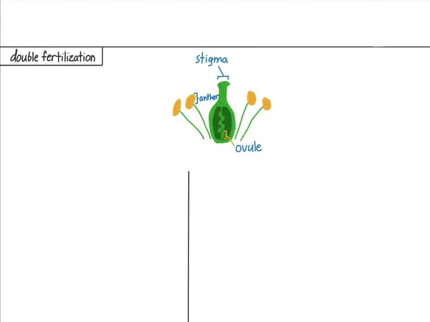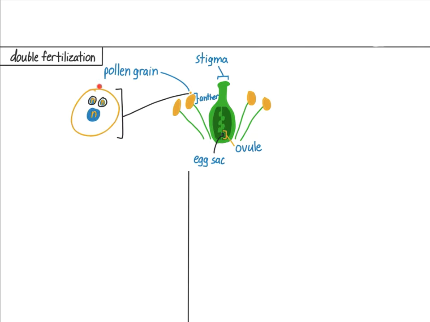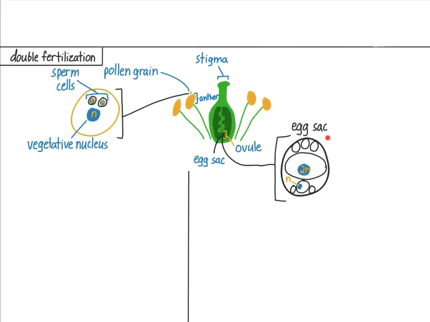In the last few videos, you saw how the male gametophyte, pollen, is produced in the anther, and how the female gametophyte, the egg sac, is produced within the ovule. The pollen grain has two sperm cells and a vegetative nucleus. The egg sac has seven cells, but in this video, we're mainly concerned with the central cell and the egg cell. The central cell nucleus is effectively diploid, and the egg cell nucleus is haploid.